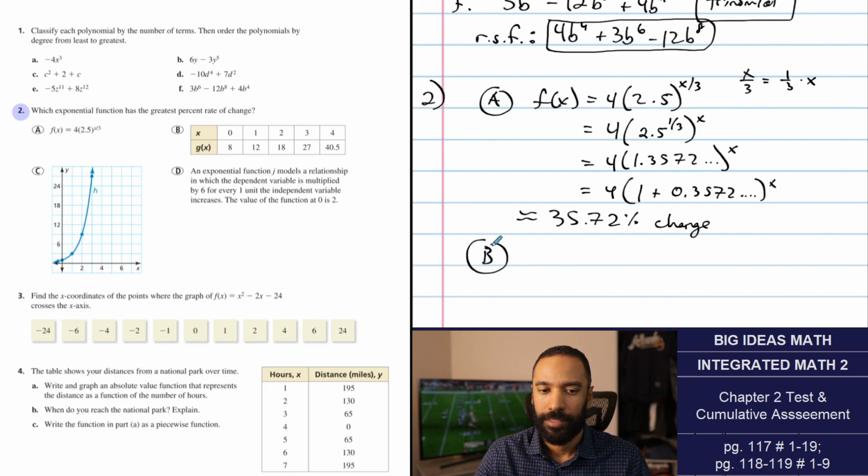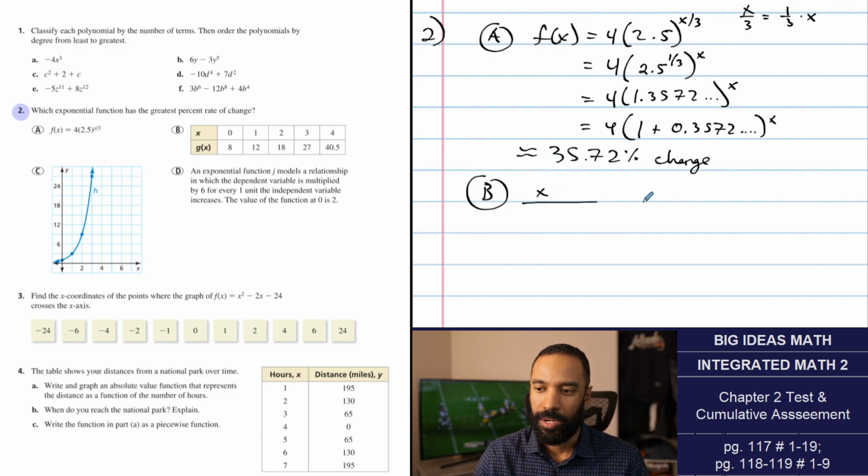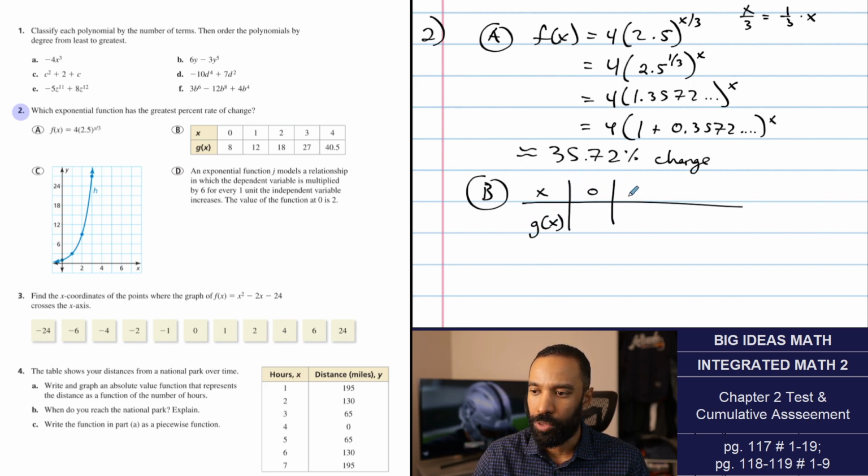B. We have a table, x and y, or g of x, where from 0 to 1 to 2 to 3 to 4, hopefully it's a constant change, otherwise we'll have problems.